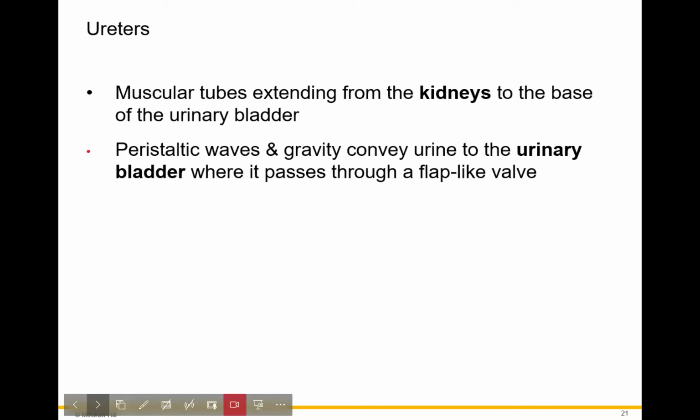Everybody knows this, right? You can be laying down sleeping all night, and so you're not really having gravity assist the movement of urine, but then the peristaltic waves will assist it. If you're ever sitting down and you think, I think I need to urinate, and you stand up and you really feel like you need to urinate, that's because gravity is an assister in its movement.